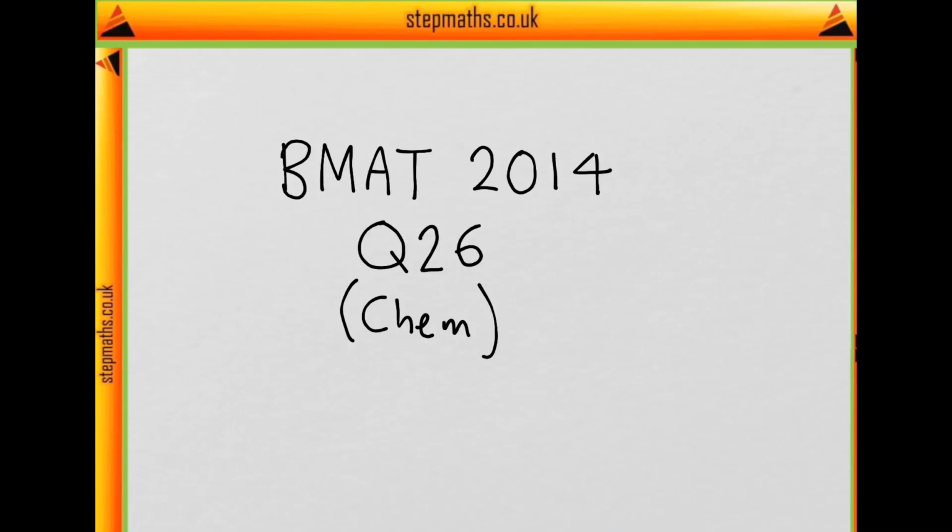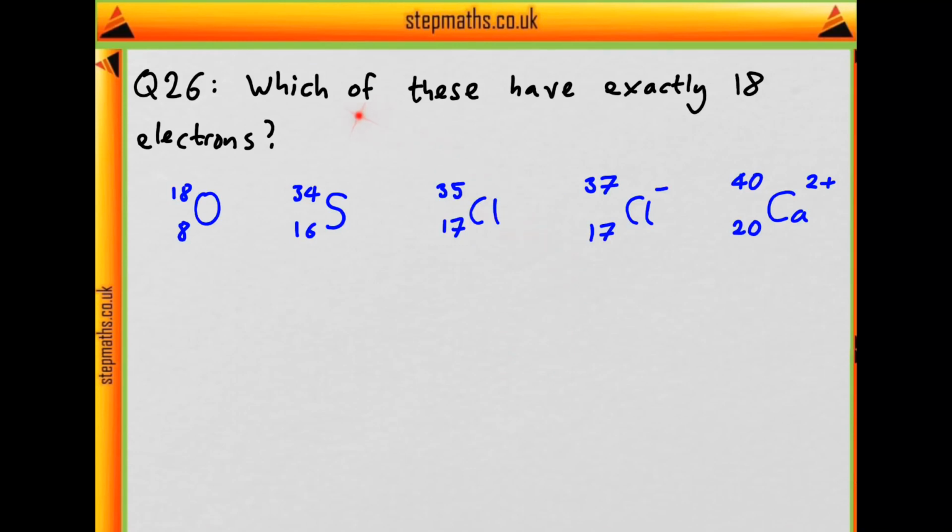This is question 26 on chemistry from the 2014 BMAT. So we're asked, which of these atoms or ions has exactly 18 electrons? So we have a combination of oxygen, sulfur, chlorine and calcium.